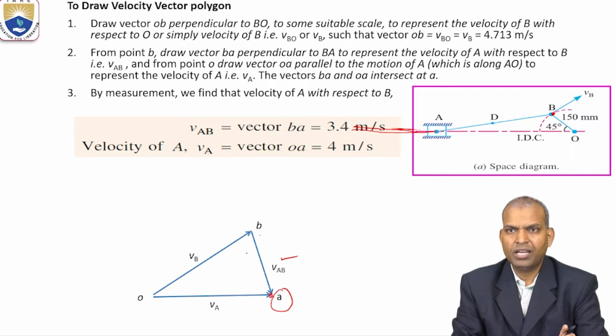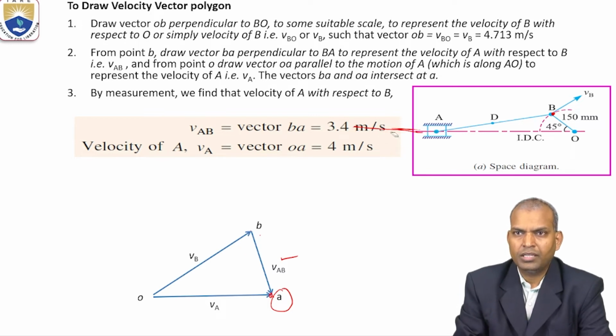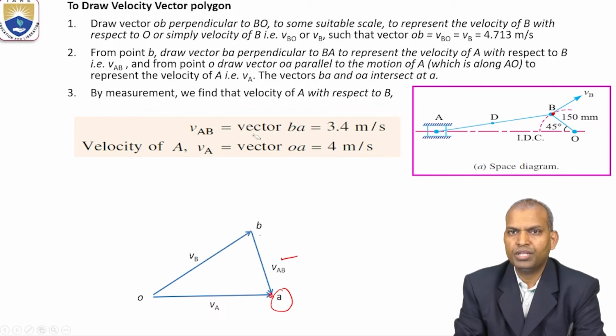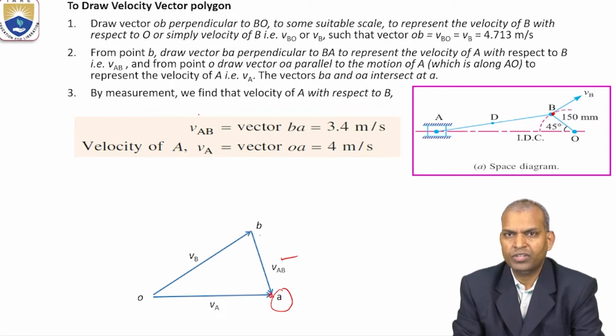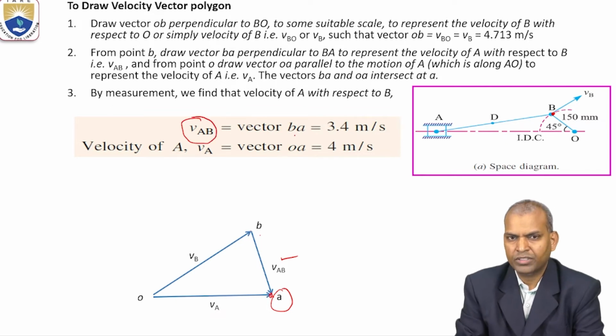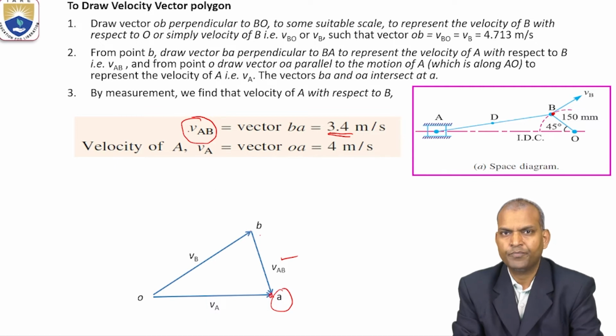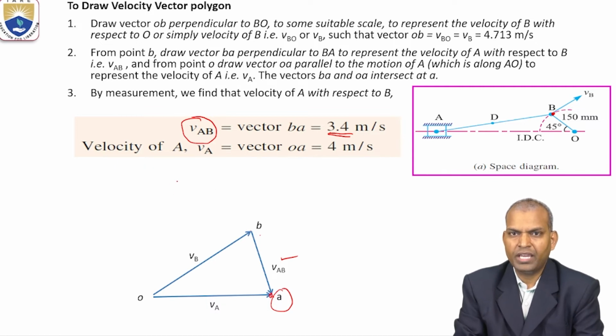After calculating this, we found that the velocity VAB, that is vector BA, converted into the required scale, gives the velocity of the connecting rod as 3.4 meters per second. And the velocity of A, that is VA, equal to vector OA, equals 4 meters per second.